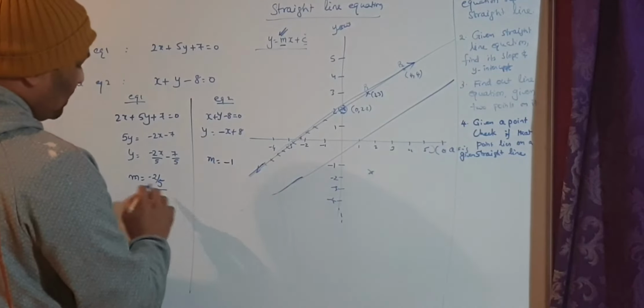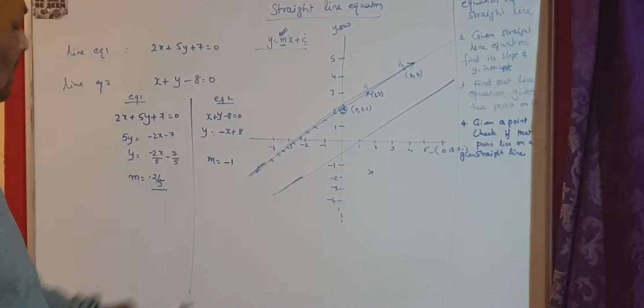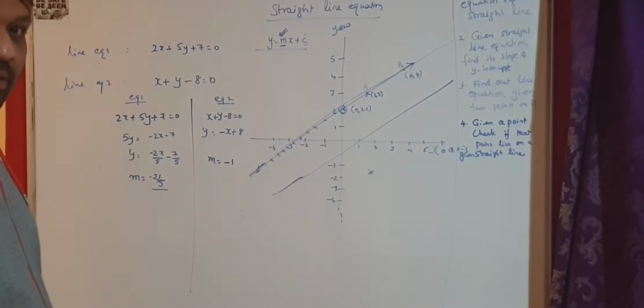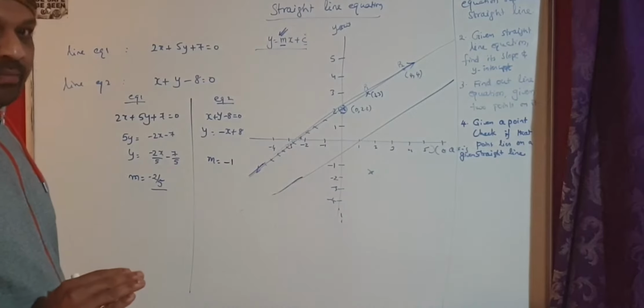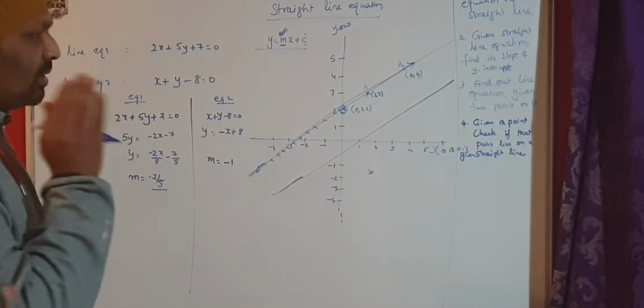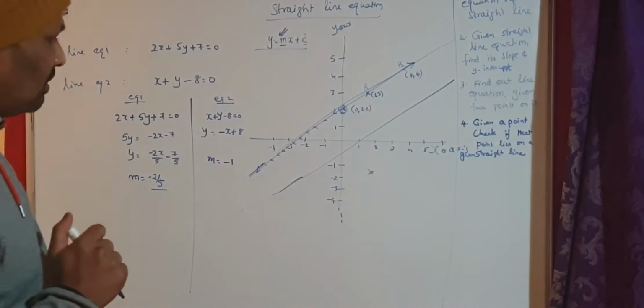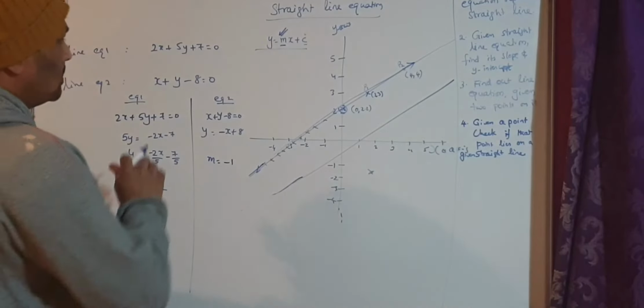So what is the slope here? Here it is minus 2 by 5 and here it is minus 1. Are these two equal? No, they are not equal. So they are not parallel lines. They are two lines, but they are going to meet at some point. Certainly they are not parallel lines. So this is how you have to check.